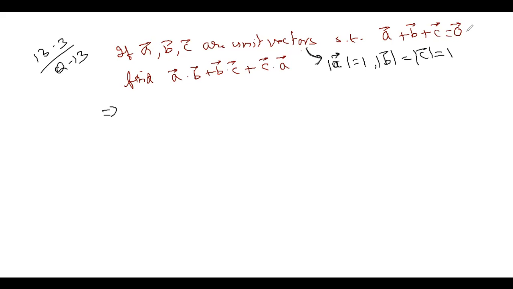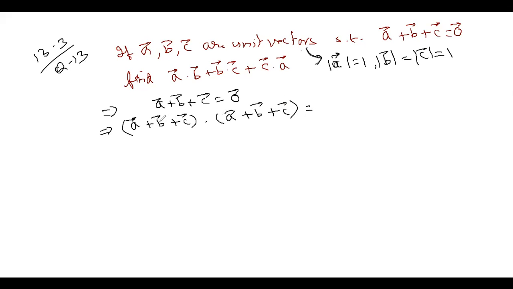Because this is equal to the zero vector, we can multiply both sides by A plus B plus C. The magnitude of the zero vector is 0, yes. We have been given that A plus B plus C is equal to vector 0. Now we multiply both sides by the dot product with A plus vector B plus vector C.